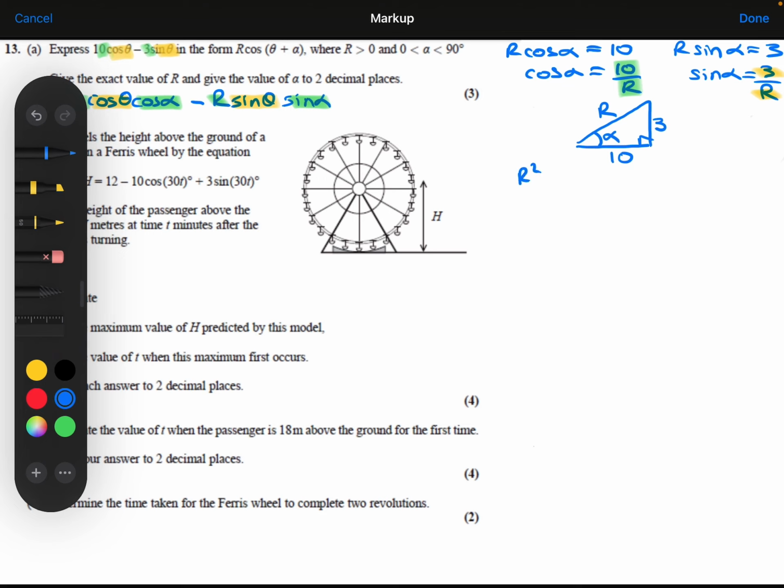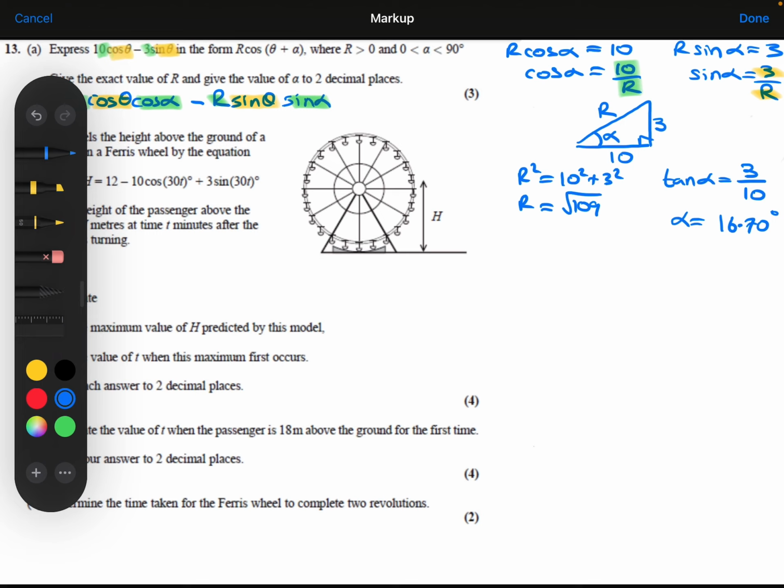So therefore I can say with Pythagoras that r squared is 10 squared plus 3 squared. So r squared is 109. So r is root 109. To work out alpha, I can say that tan alpha is the opposite divided by the adjacent. So 3 divided by 10. And so when I do tan inverse of 3 over 10, I get 16.70 degrees.